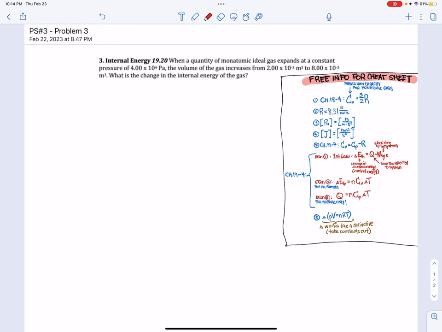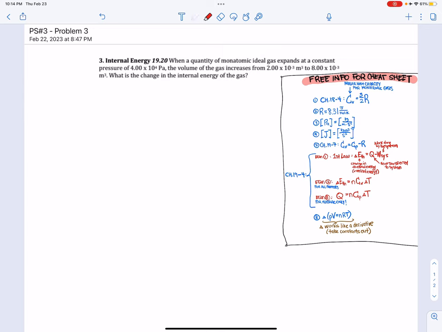Hello, this is problem set number 3, problem 3. When a quantity of monatomic ideal gas expands at a constant pressure of 4 times 10 to the 4th pascals, the volume of the gas increases from 2 times 10 to the minus 3 cubic meters to 8 times 10 to the minus 3 cubic meters. What is the change in the internal energy of the gas?